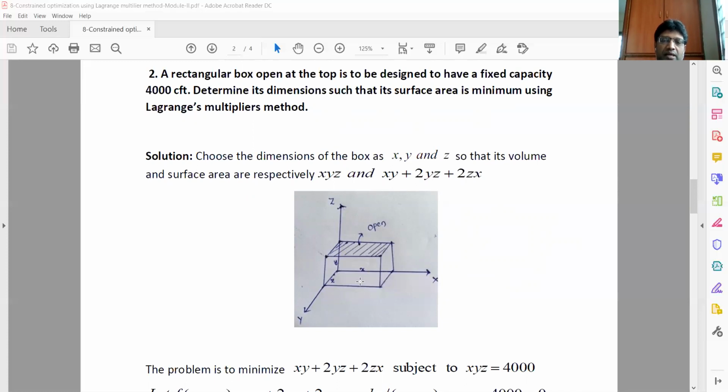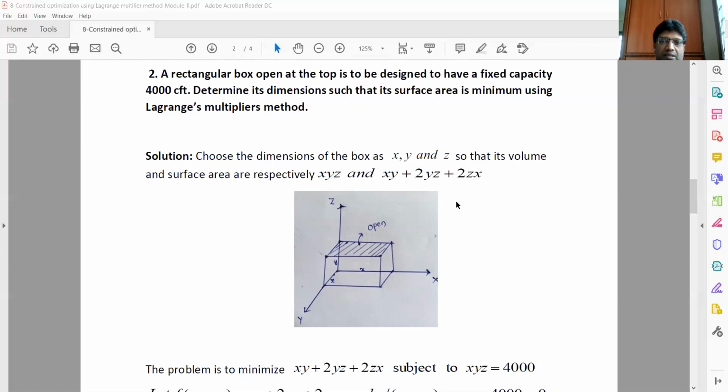First we'll choose the dimensions of the box as x, y and z. So its volume and surface area are respectively xyz, and the surface area is xy plus 2yz plus 2zx, because one side is open, that's why 2xy is not coming. Now I have to minimize this surface area.